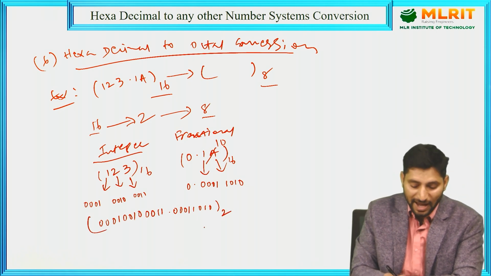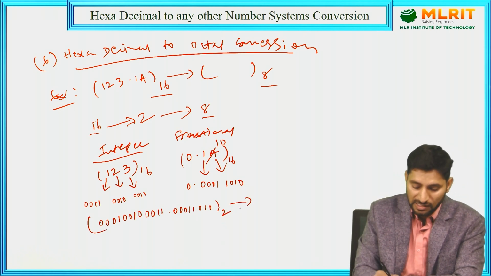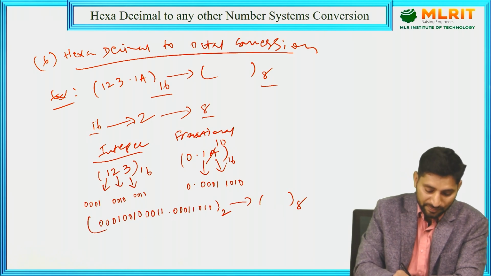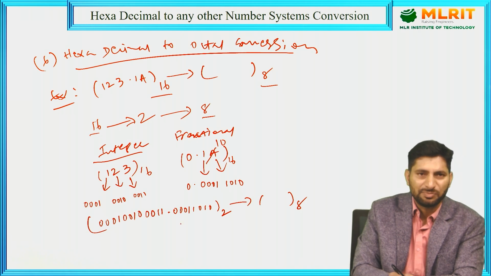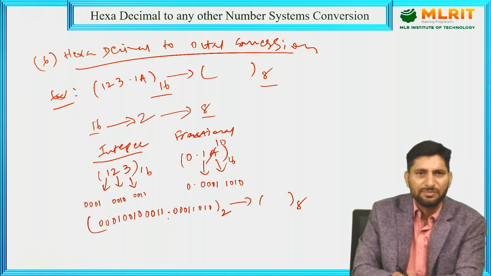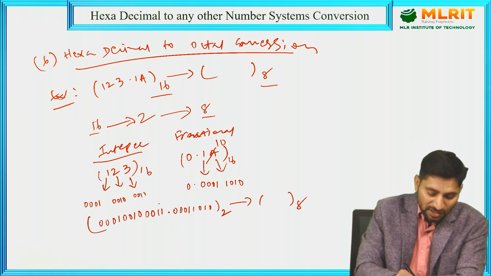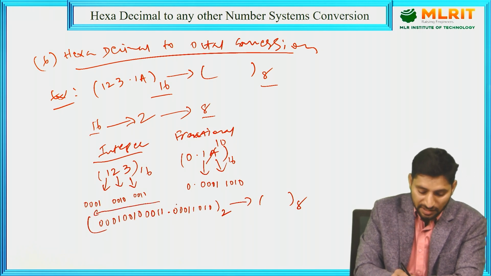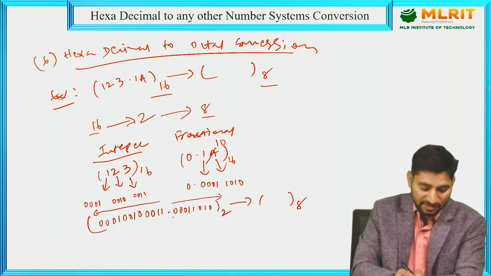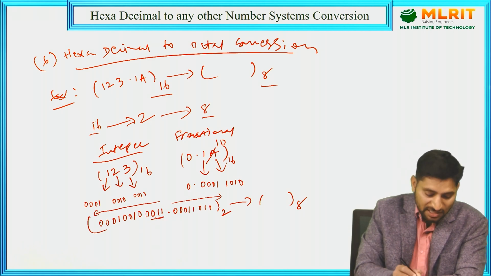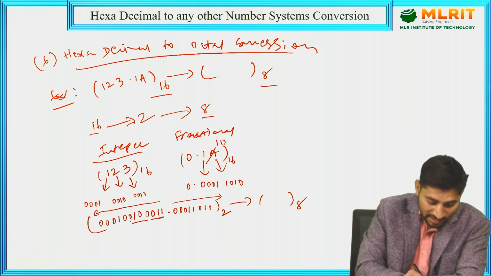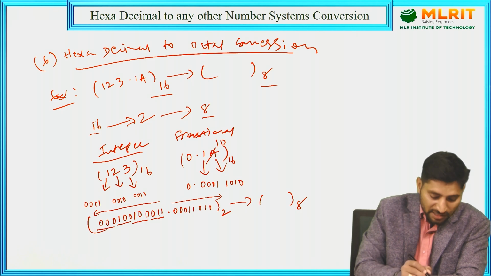Now I can convert it into octal easily. How? By making 3-bit equivalents in integer part and fractional part. While making groups of 3 bits in the integer part, I have to start from right to left, and in the fractional part I have to start from left to right. So here the 3-bit equivalent is this one, and here this one, and here this one, and here this one.